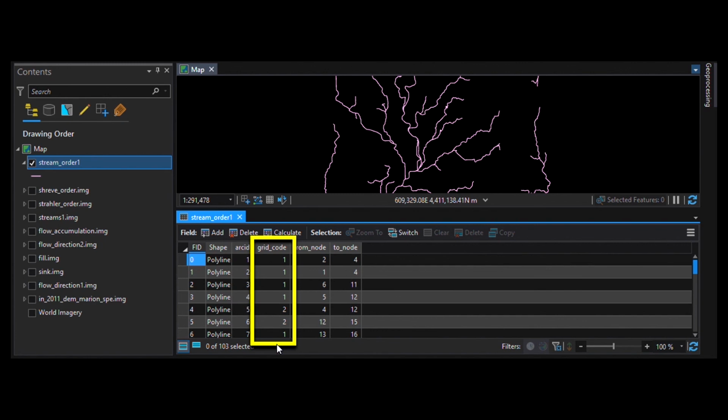So it has a value that we don't see here; all the lines are essentially the same color. But what we can do is change the symbology based on the grid code. We can change the symbology to unique values based off of the grid code. And from there, let's say number 1 we'll make yellow, number 2 we'll make orange, stream order 3 we'll make red, and so on.